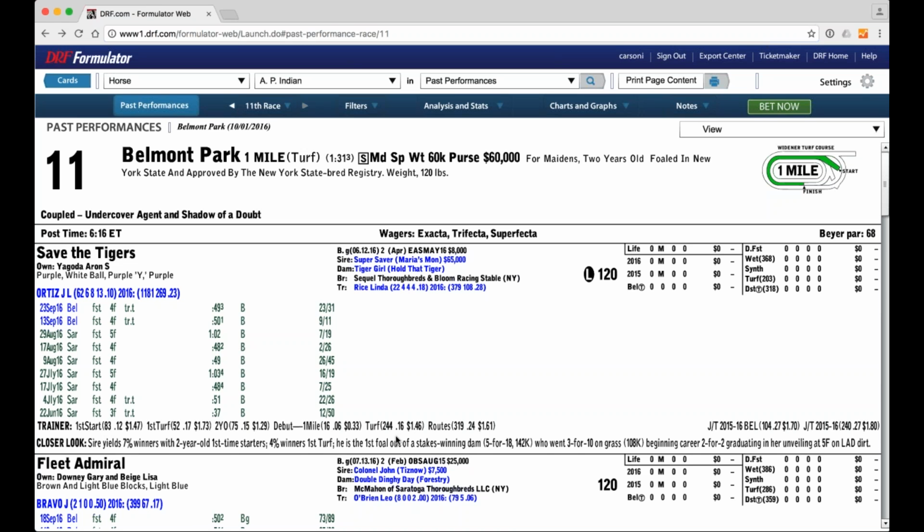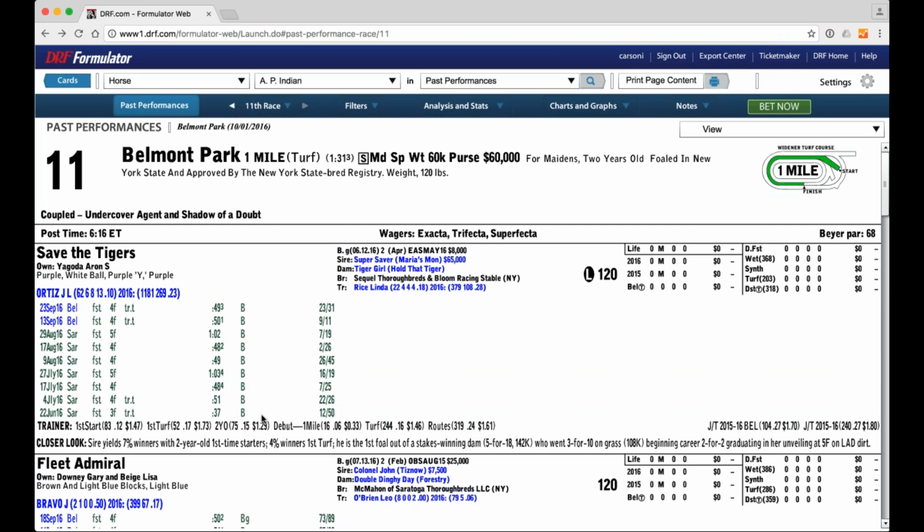So on the turf, she hits at 16%, $1.46 ROI. She's also good at routes, right? And you can see the route. That's something we would find in the classic PPs. She's also a good first-time starter. It's only 12%, but she hits at $1.47 ROI, which is, you know, not bad. It's not amazing, but it's not bad. And first turf, she also does well, 17%, $1.73.